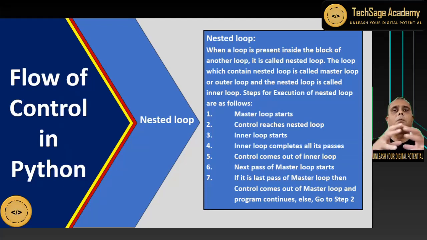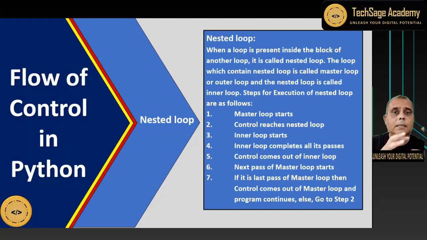Now let's talk about nested loops. A nested loop is the concept when we give one loop inside another loop. For example, a for loop inside a for loop, a while loop inside a while loop, a for loop inside a while loop, or a while loop inside a for loop. So all these permutations and combinations, when we give one loop inside another loop, become a nested loop.